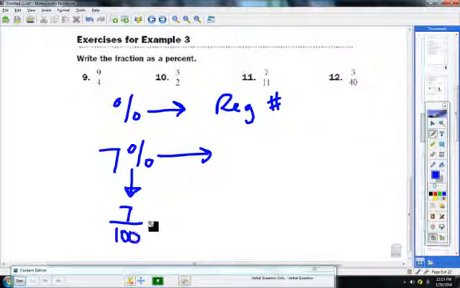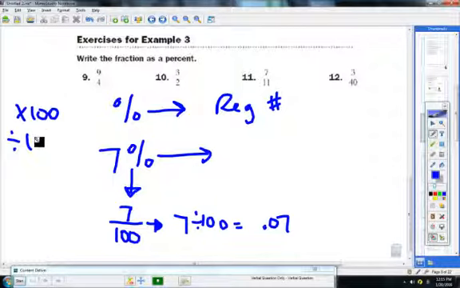And all fractions are what? Division problems. So this is 7 divided by 100. And that's going to give you 0.07. For the people that just want to move the decimal, you're going to get it wrong. Whenever you're converting between percents and regular numbers, guys, remember, you're either multiplying by 100 or you're dividing by 100. Since this can become a fraction out of 100, you got to know that you'd be dividing by 100.